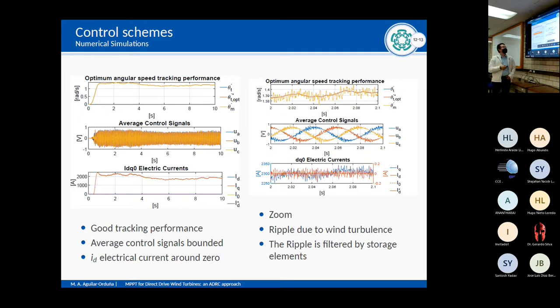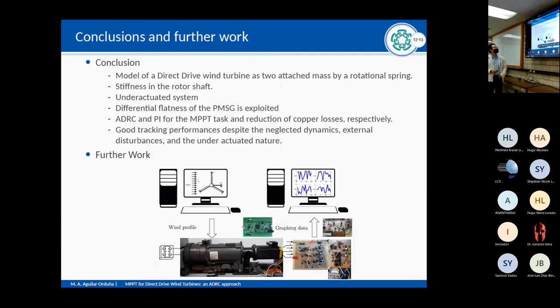Another zone reveals this ripple in the optimum angular speed. This ripple is present in the PMG angular speed, not in the blade's angular speed. This ripple is transferred to the average control signals and the ID current. Well, the advantage is that this ripple is finally filtered by the storage elements like capacitors, inductors, and power banks, battery banks, sorry.